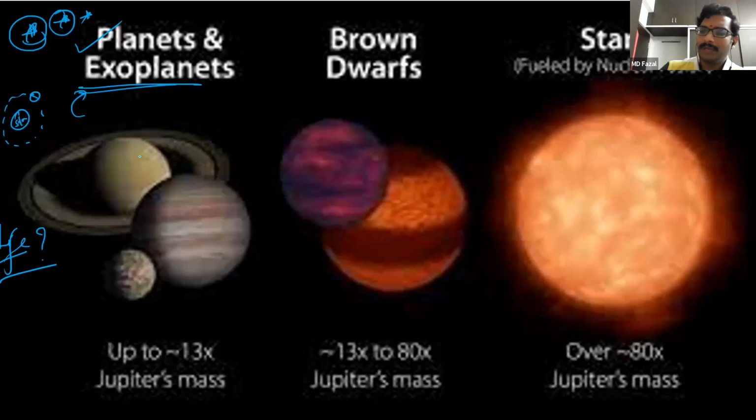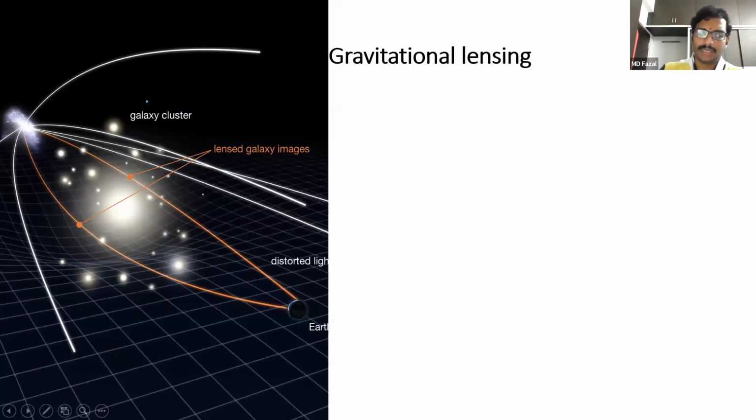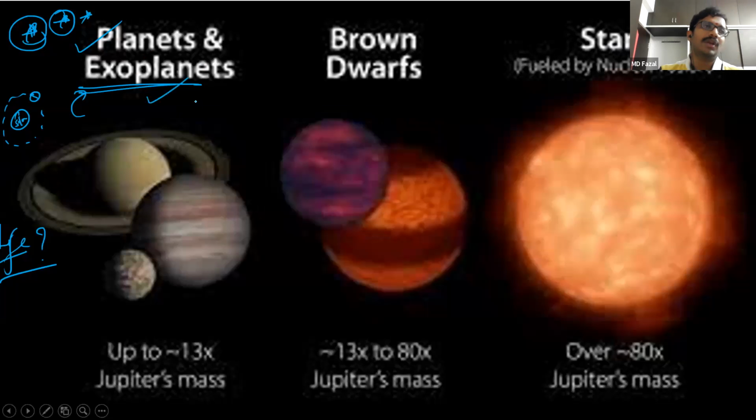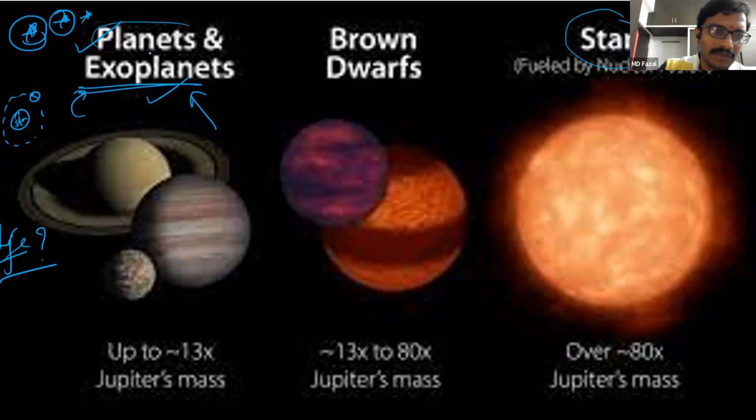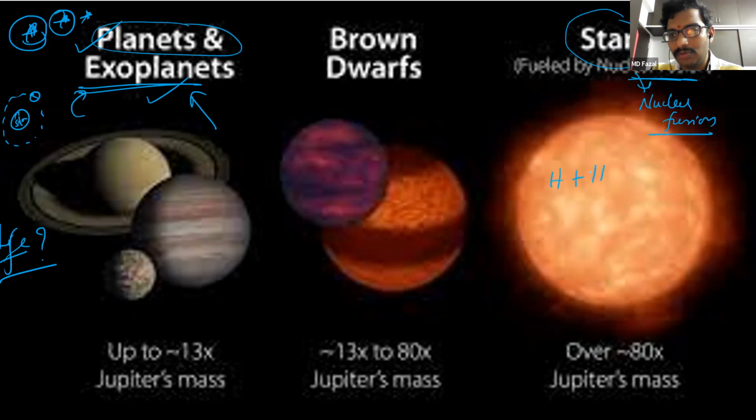Fine. So there are many exoplanets, rocky kinds of things discovered outside the solar system, which are called exoplanets. Stars and planets: what is the difference between stars and planets? Stars have a nuclear fusion reaction. The sun is able to burn because there is a reaction going on in the sun: hydrogen plus hydrogen giving helium. That is the reason it is able to burn.